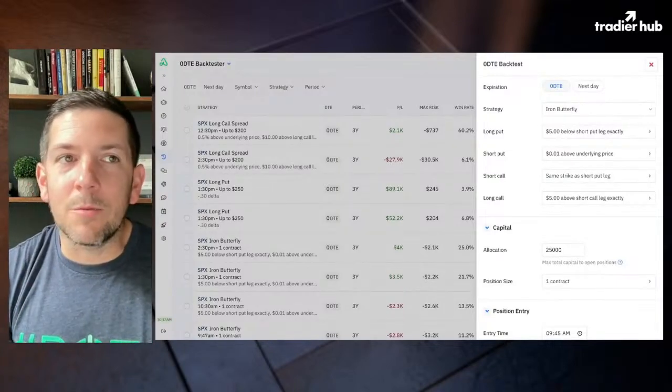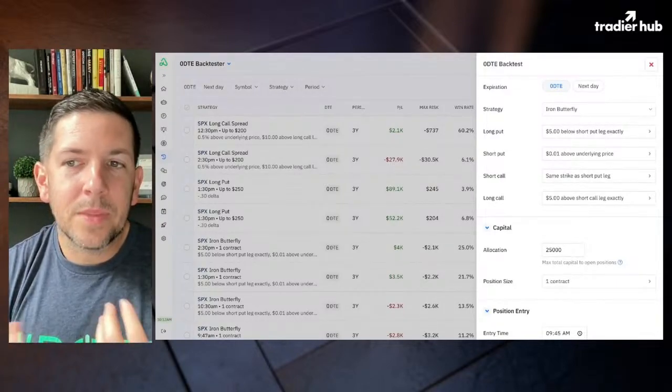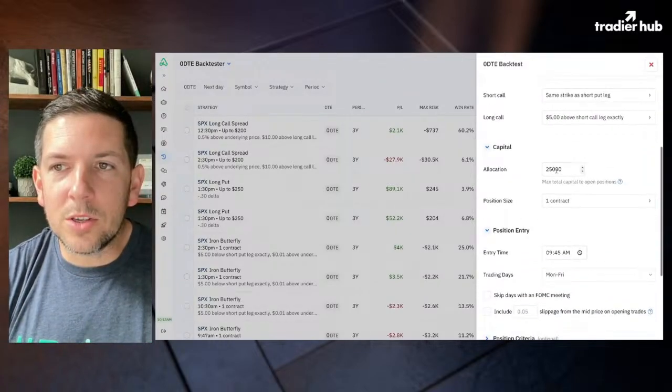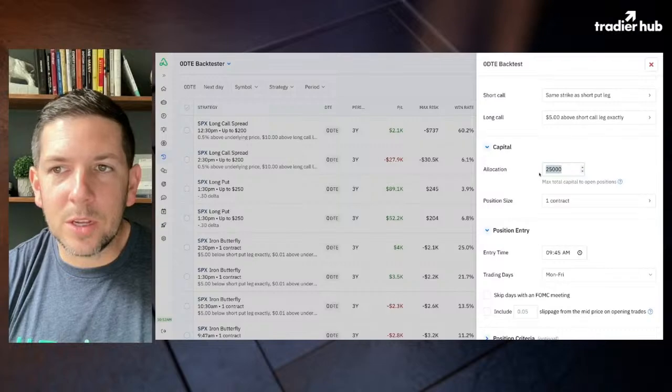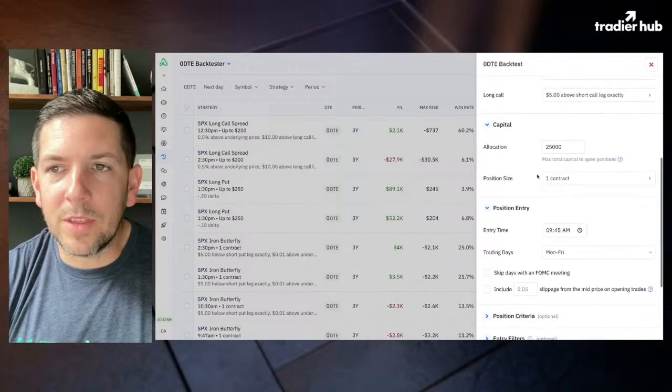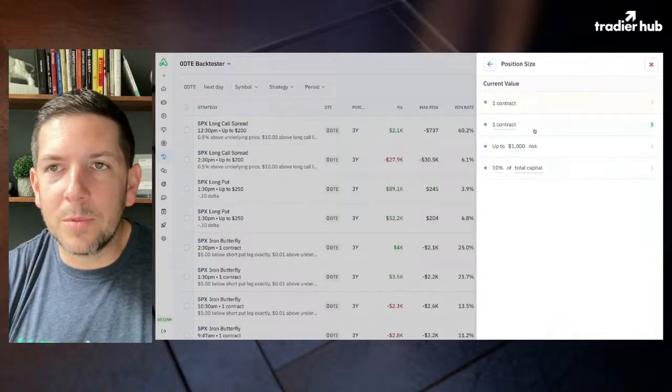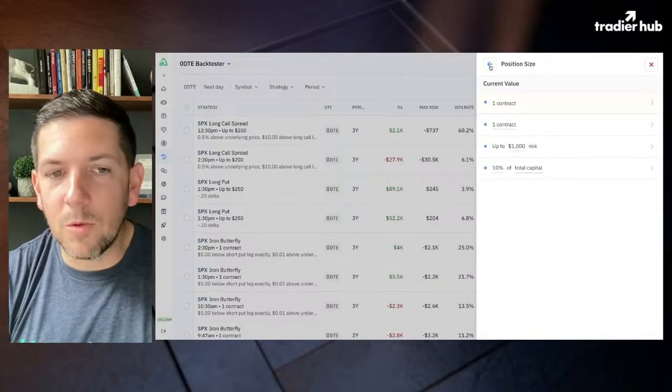And again, this is just an idea. We're just testing out an idea to see if this potentially works for our particular strategy. Then we'll do a starting capital allocation. So we can start with $25,000, whatever the case is. Position size, we can just do one contract for now. So you can mess around with this if you want to.